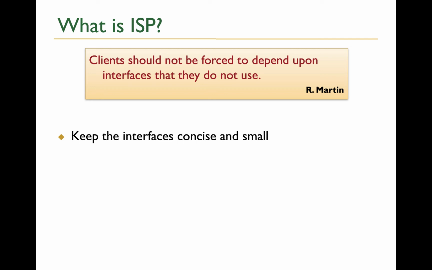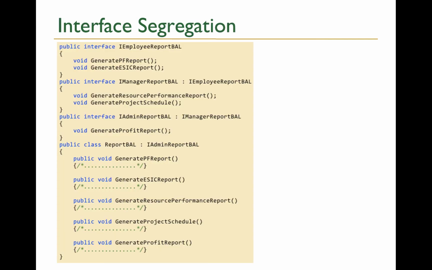We define a lot of interfaces, and I told you an interface is a very good thing. But whenever you define one, make sure the client will need it. If the client doesn't need some of these methods, you might need to change or modify the interface. You should always keep the interface concise and small. Let's take a look at the same example.